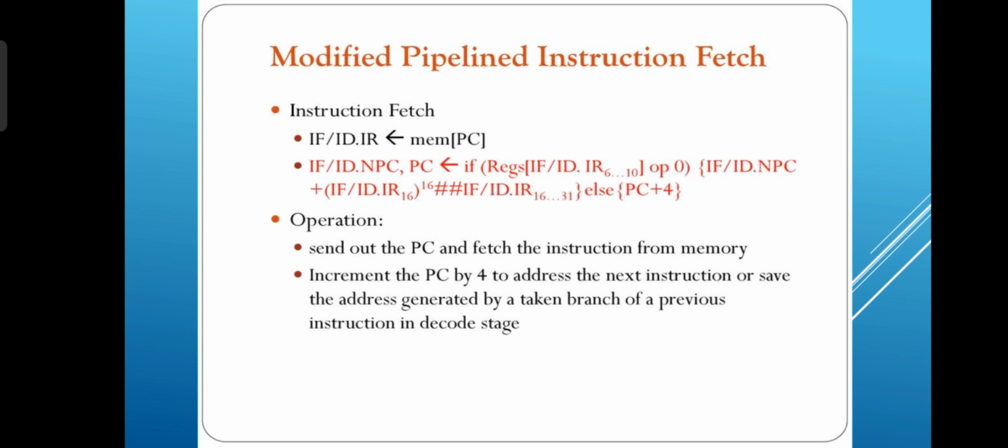Modified pipeline instruction fetch. Here are some instruction fetch operations. Send out the PC and fetch the instruction from memory. Increment the PC by 4 to address the next instruction, or save the address generated by a taken branch of a previous instruction in the decode stage.